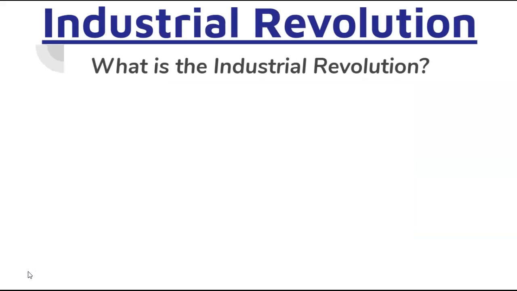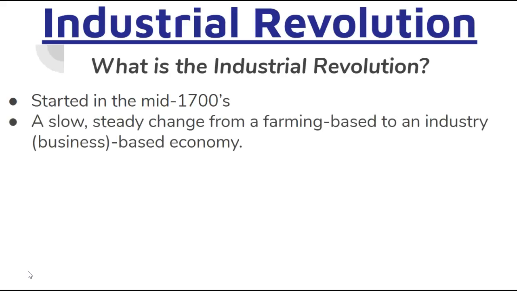So first, what is the Industrial Revolution? It starts in the mid-1700s, so it's coinciding roughly with the Enlightenment, which is also taking place. In fact, the Enlightenment has a lot to do with the Industrial Revolution and other revolutions as well. This is a shift, not in thinking, not in ideas like the Enlightenment was, but a shift in how we make goods and how the economy operates. So it's a slow and steady change from a farming-based to an industry, more business-based economy.